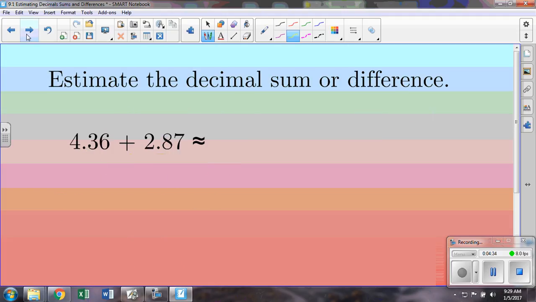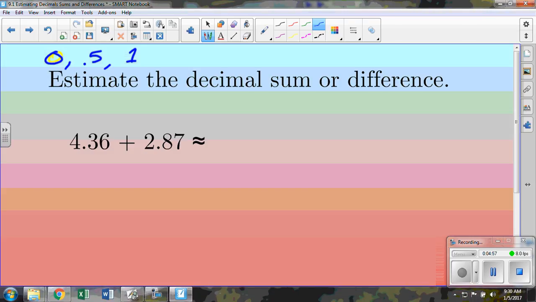For this one, we'll do it both ways. We'll work on rounding with the 0.5, two cut points, and we'll work on the single cut point. If we allow 0, and I want this in blue, 0, 0.5, or 1, is 4.36 closest to 4, 4.5, or 5? That's closest to 4.5. Because it's above 4.25, that would say we could round it up to 4.5.